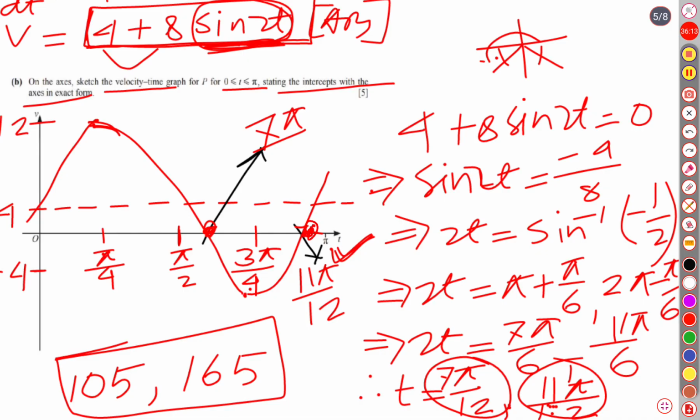So this here you will write 7 pi over 12, and the other one, as I have written, is 11 pi over 12. So this is how you will draw the curve. First of all, what will we do? We will find the line of equation, this dotted line.